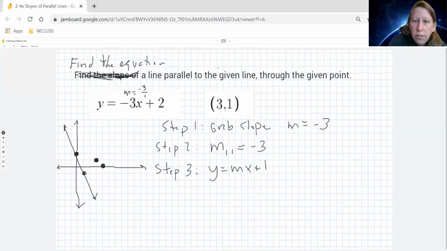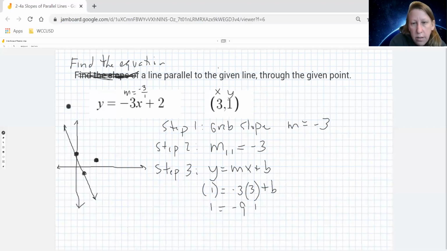We're going to substitute the x for 3, the y for 1, and the slope for -3. I'm going to put a 1 here, a -3 here, and a 3 here, and plus b. I don't know where this is going to hit, but it's going to be up here somewhere. I'm just not quite sure where. So let's find out. This is going to be -9.